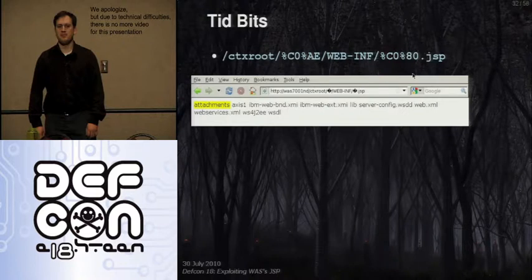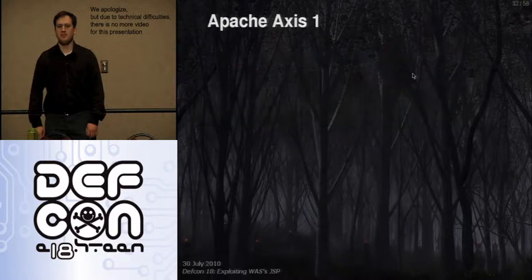Here's a listing of the directory of WEB-INF, and there's this attachments directory. Does anybody know what that attachments directory is? I'm just curious. So what it turns out to be is that Apache Axis 1 implements SOAP with attachments. This is not Axis 2. We're talking about Axis 1, which is a little older.